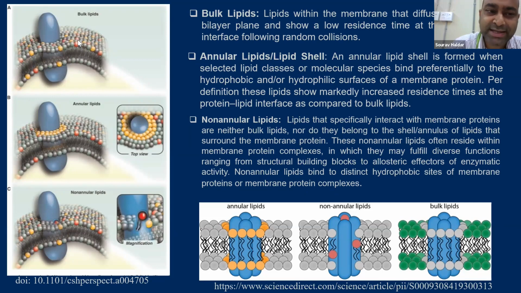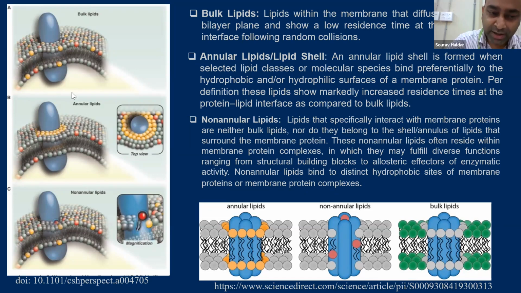So just by looking at the NMR or ESR line signal of lipid molecules, we can identify whether they are bulk lipid or they are annular or non-annular lipid. I'll come to annular lipid or lipid shell. So what happens is most of the transmembrane proteins have an immediate vicinity, and the lipids in the immediate vicinity are known as annular lipid, and these lipids are held slightly tighter than the bulk lipid. So they exchange rather slowly than the bulk lipid.